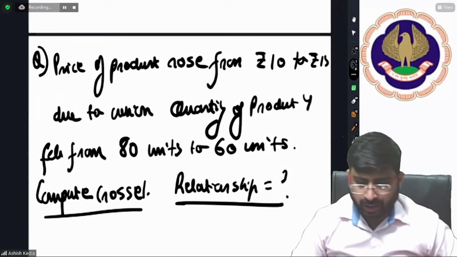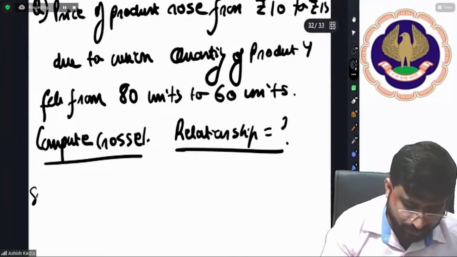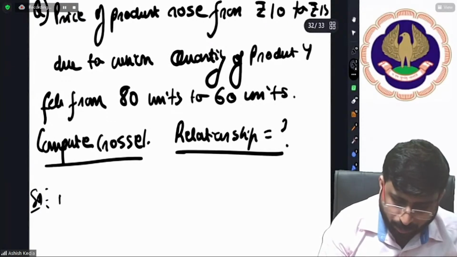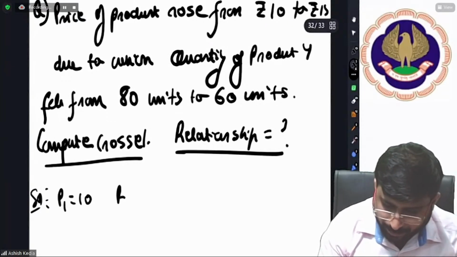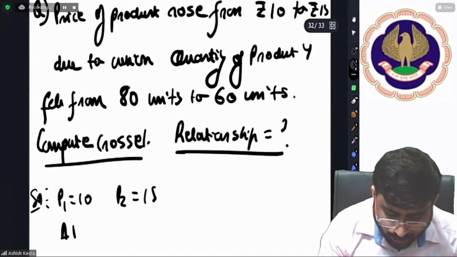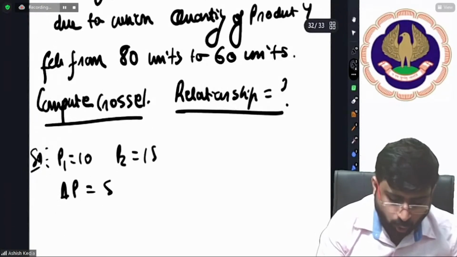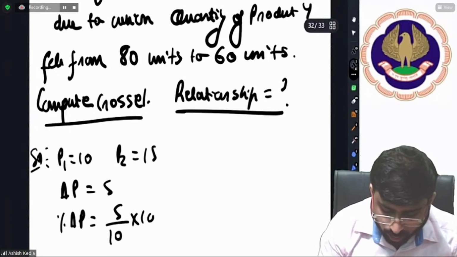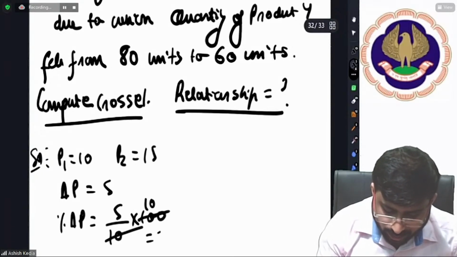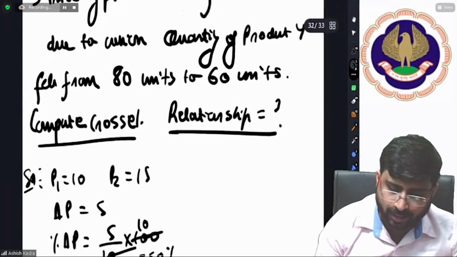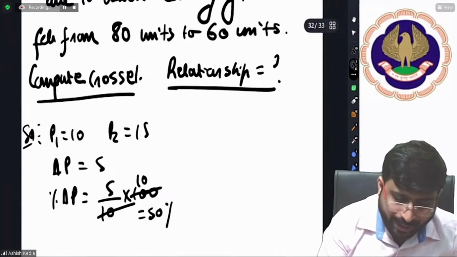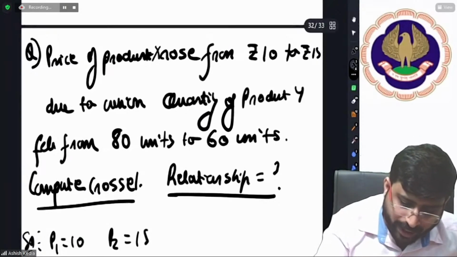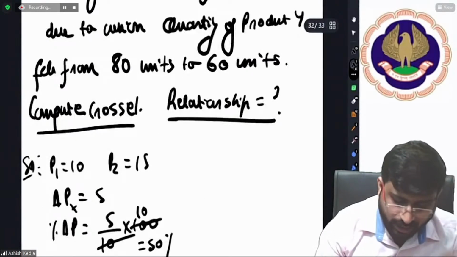So yes, if we solve it, pay attention. Price 1 was 10, price 2 is 15. So what is the change in price? It has risen by 5. So what is the percentage change in price? Change in price by original price into 100, that is 50%. This is for product X, okay?